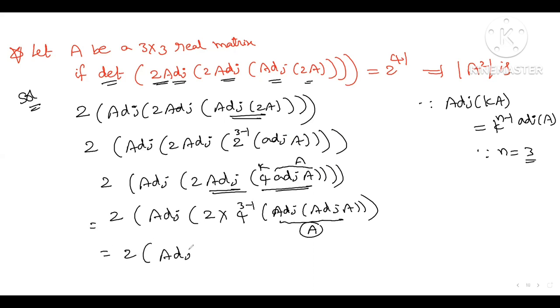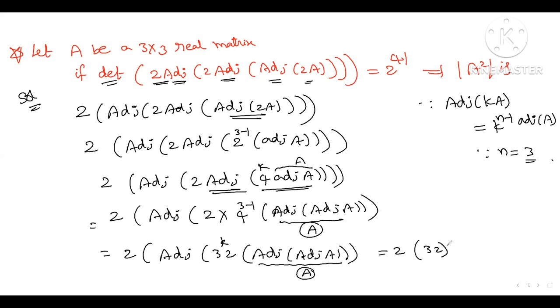So 2 times adjoint of 32 times adjoint of A, adjoint of adjoint of A. Here, let us take this as A. Here k value, how much value? 32. Now we should apply the same formula again. 2 times, what is the formula? k to the power n minus 1, 32 to the power n minus 1, means 3 minus 1, into adjoint of A. That is 32 whole square, 32 whole square into 2. 2 into 32 is nothing but 2 to the power 5. 2 to the power 5 whole square is 2 to the power 10 into adjoint of A.